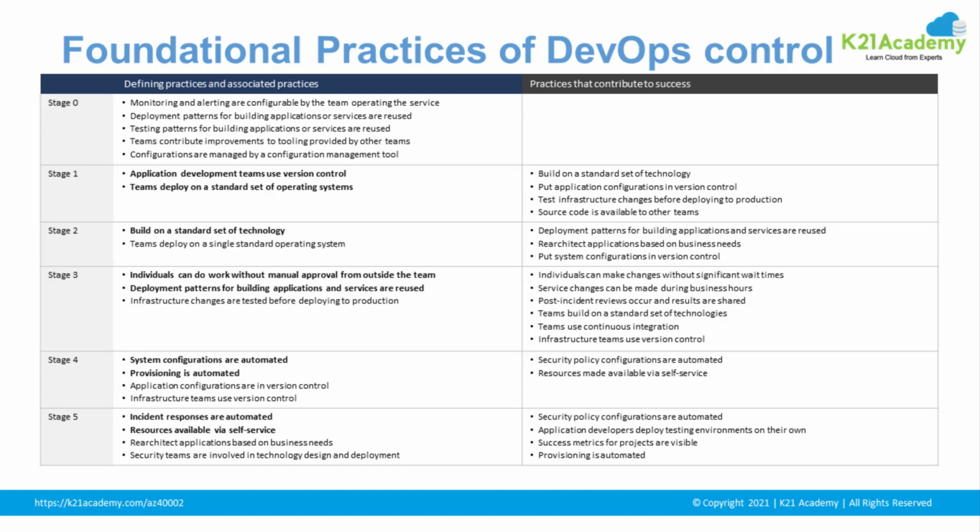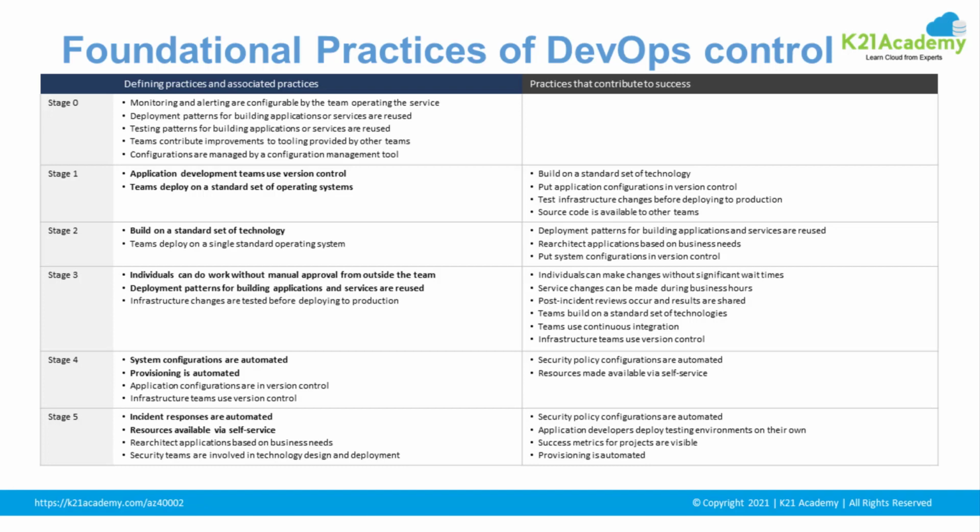Stage 1 is where the application team is mainly using a version control system. With that, you can build a standard on a set of technologies. You can put application configurations in a version control system. You can test the infrastructural changes before they go to production, and you can even make source control available to the other teams as well.